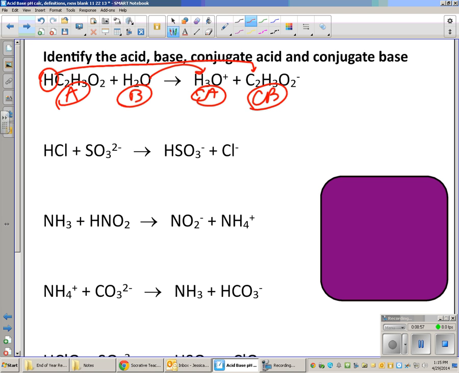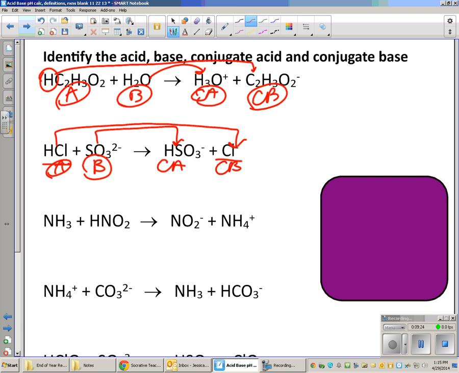All right, look from HCl to Cl minus. What happened? Lost. So that's the acid, and that's the conjugate base. What is the SO3 to? Has to be the base, and this has to be the conjugate acid. So you're just drawing connections between the reactants and what it makes as a product. So this HCl donated an H, that's why it's an acid. This SO3 2 minus accepted an H, that's how it got this extra H over here in the product side. So we call it conjugate acid. Questions so far?